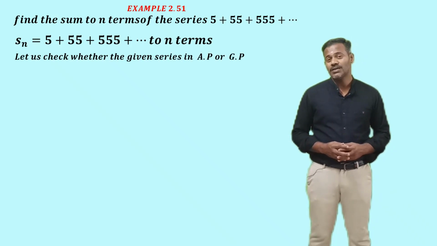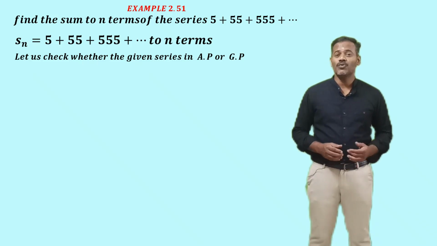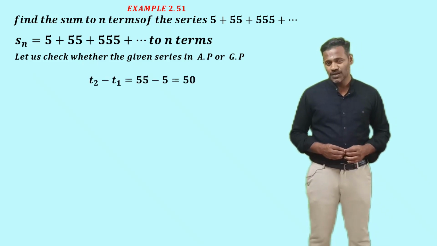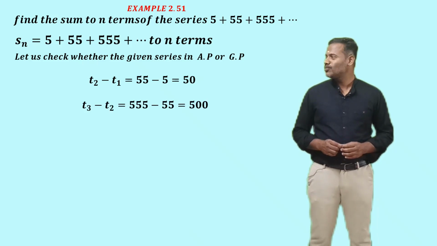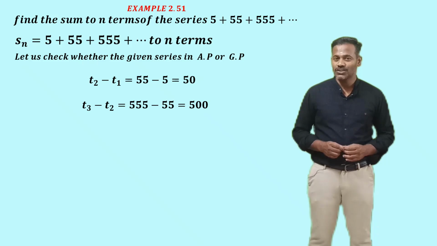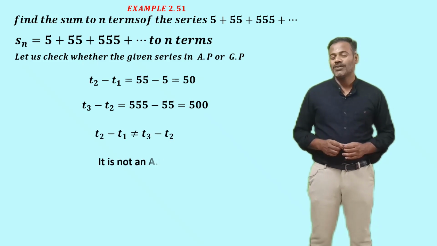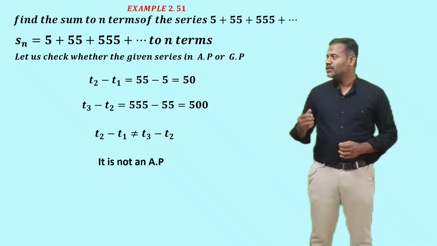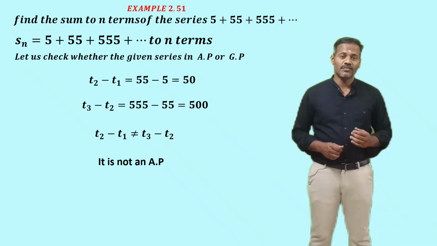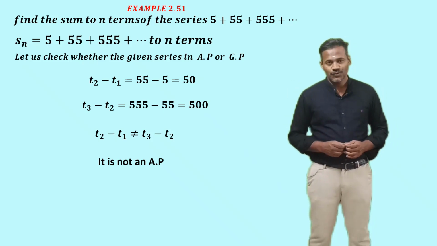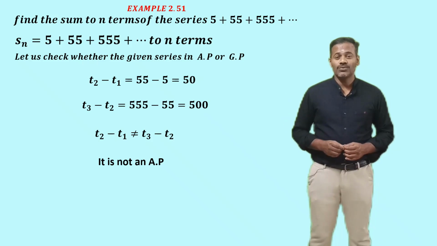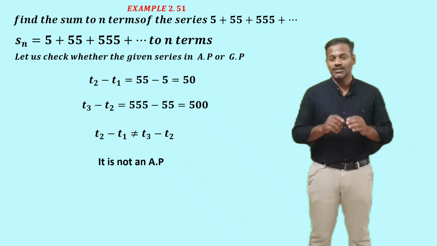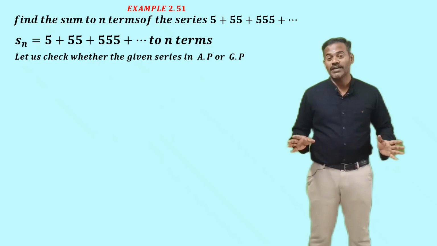Now we want to check whether the given series is in arithmetic progression or geometric progression. We know how to check arithmetic progression: T2 minus T1 is equal to T3 minus T2. So let us check. T2 minus T1 is 55 minus 5, which is 50. And T3 minus T2 is 555 minus 55, which is 500. So it is not equal. T2 minus T1 is not equal to T3 minus T2. Therefore, it is not an AP.